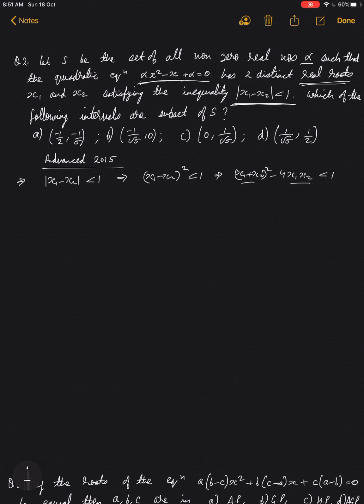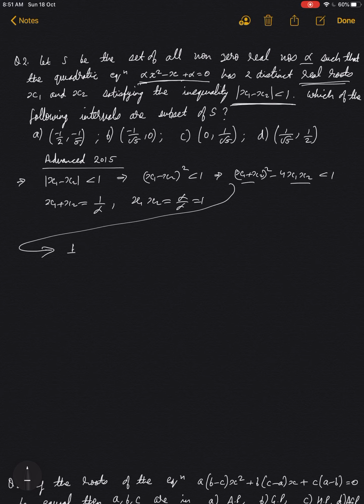In this case, what is the sum of the roots? Minus b over a. So let us write the sum of the roots is 1 by alpha. What is the product of the roots? It is c by a, which is alpha by alpha, which is 1. Now putting these things in this equation, what we will have?